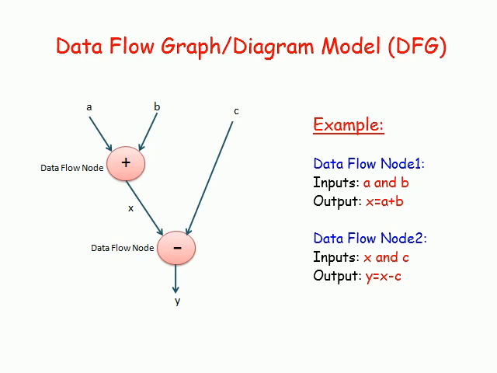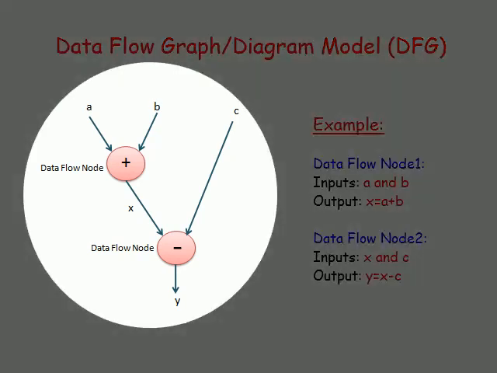Embedded applications which are computationally intensive and data driven are modeled using this flow model. Digital signal processing applications are typical examples of it. Now let us look into one basic implementation by taking an example, and the diagram of the same is given here. It includes two nodes, known as data flow nodes, which indicate the operations.